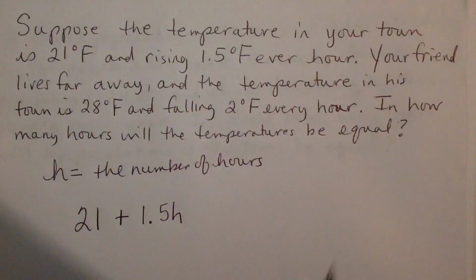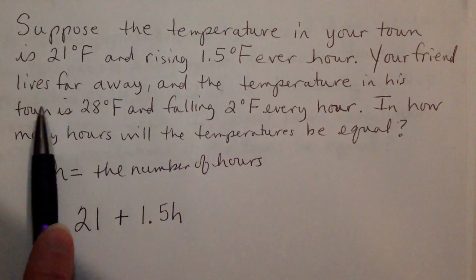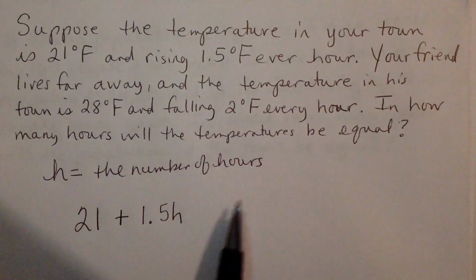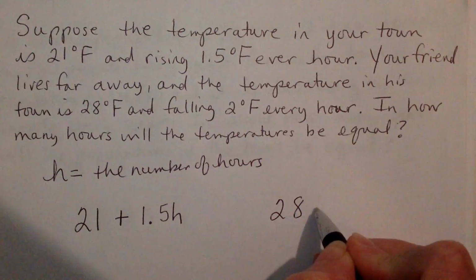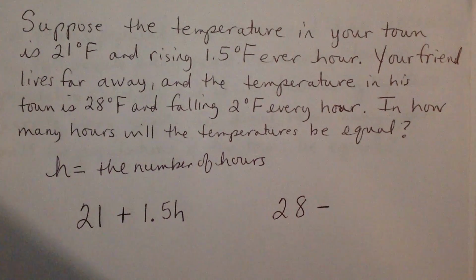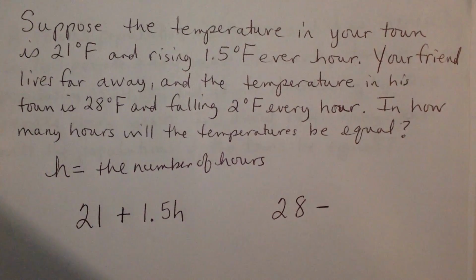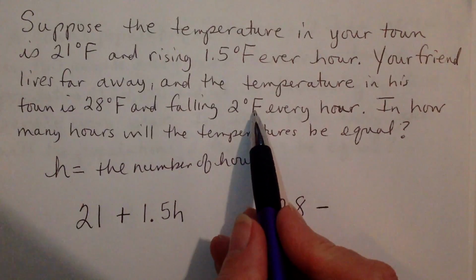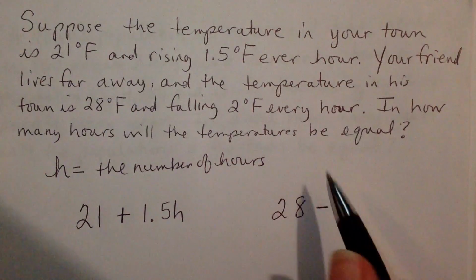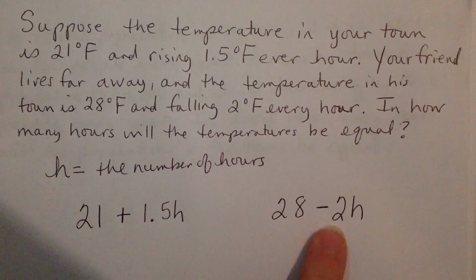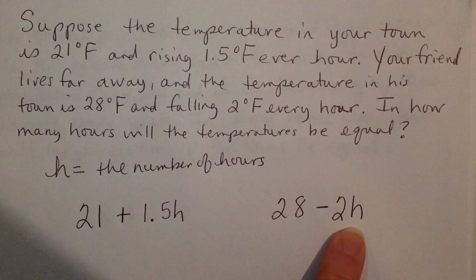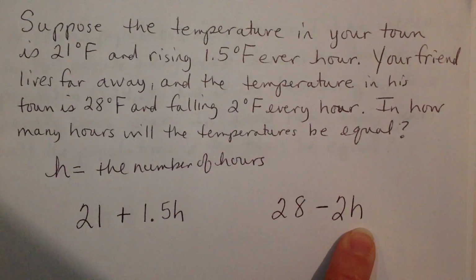Next, we have the friend that lives far away. The temperature in his town is 28 degrees and is falling. To represent falling, I will use subtraction. It is falling 2 degrees Fahrenheit every hour. So that's going to be 2H. Falling 2 degrees Fahrenheit every hour, multiplying the 2 times the H.